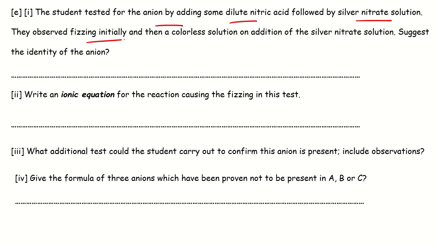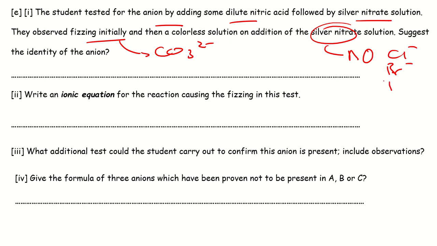They observed some fizzing initially, right? So that straight off tells us we've got some carbonate ions in there and then a colourless solution on the addition of silver nitrate. If there's a colourless solution on the addition of silver nitrate, that means that there is no chloride, bromide or iodide. There's no halide ion present. So the identity of the anion is therefore the carbonate.